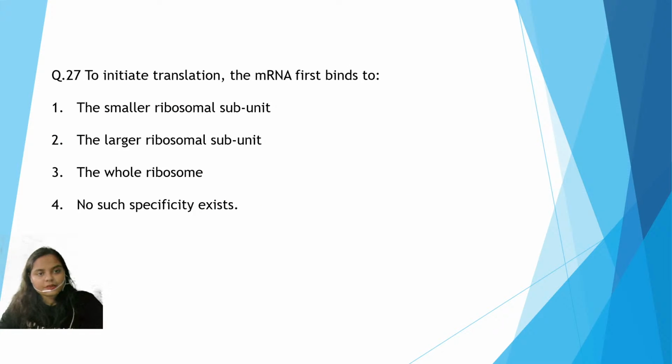Question number 27. To initiate translation, the mRNA first binds to the smaller ribosomal subunit, the larger ribosomal subunit, the whole ribosome, or no such specificity exists. So in order to initiate the translation process, the mRNA molecule will bind to both the subunits at the same time, or will it be binding to a different subunit? And if it is binding to a different subunit, then what is that subunit where mRNA is binding? I have told this multiple times. Very good, Karthik. The right option is option number 1. The mRNA binds to the smaller ribosome subunit.